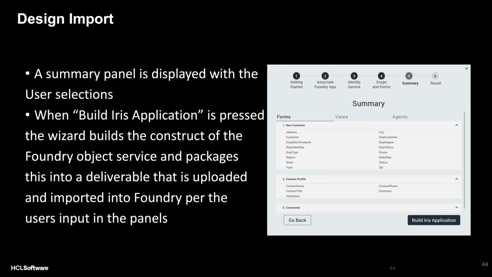Once that's completed, you are presented with a summary screen of what you've selected. Then the build application step goes ahead and grabs all of the items that you've selected and dynamically creates an object service application that is uploaded to Foundry and built there. And then we pull those things down from the Foundry server to build your application.